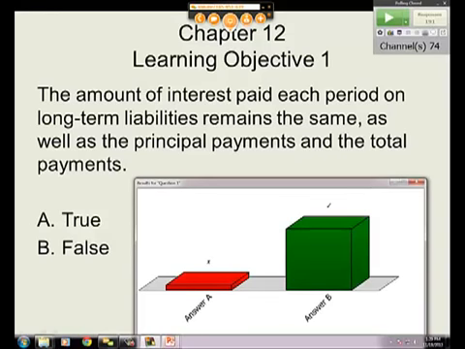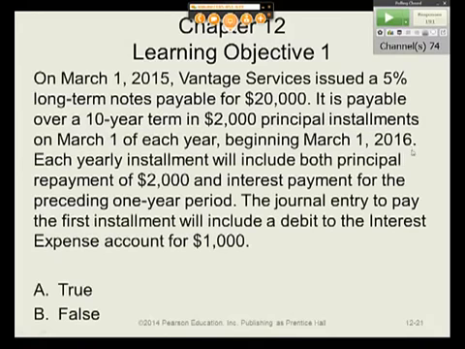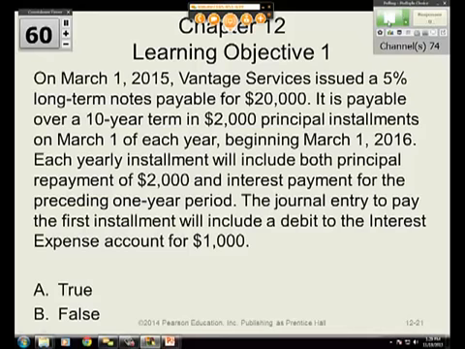Now let's try another one. All right, so this one, we have a company that on March 1st issues a 5% long-term note for $20,000. It's payable over 10 years, $2,000 principal installments at the beginning of each year, beginning on March 1st. And each annual installment will include both principal repayment of $2,000 plus the interest for the 1-year period. The journal entry to pay the first installment will include a debit to interest expense of $1,000. Is that true or false?